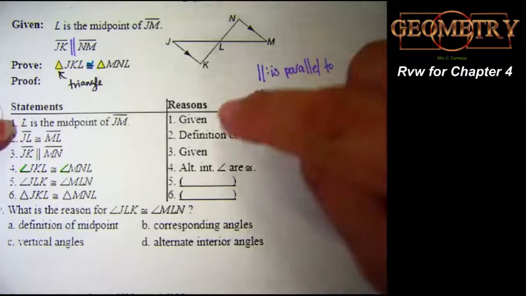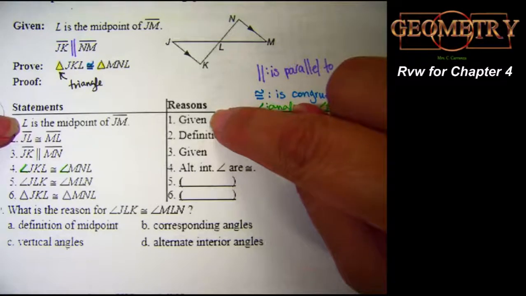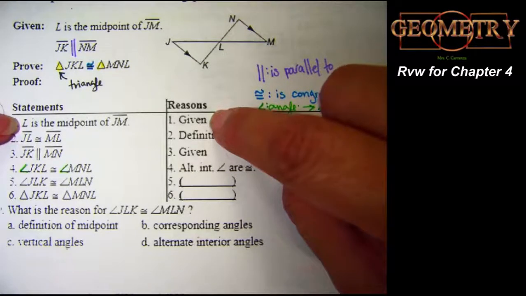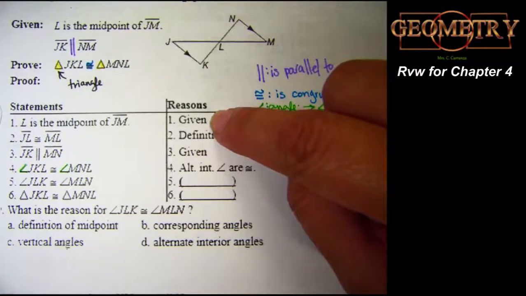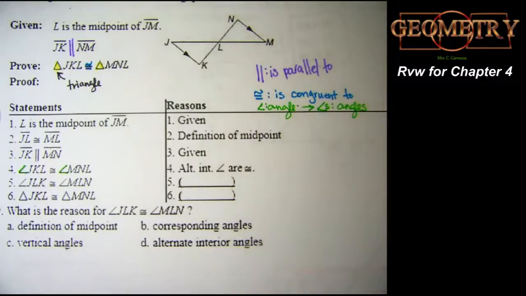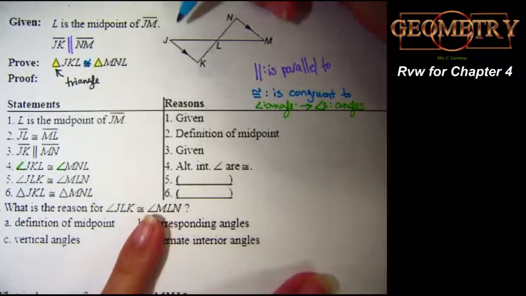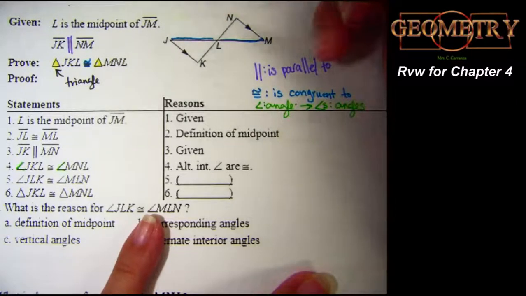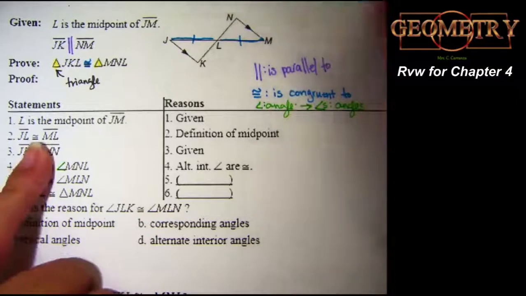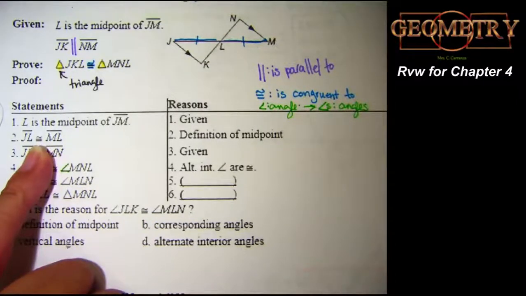If we look at our first statement, our reason is because it was given to us. And it says that L is the midpoint of JM. But let's pause there and think about what that means. L is the midpoint. What does that mean? It's the middle. It's right in the middle, which means what's true about this segment and this segment? They're congruent. Look at your next statement.